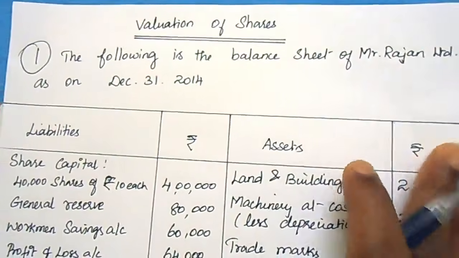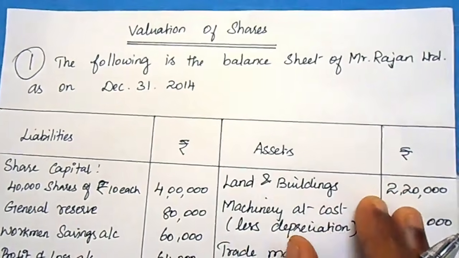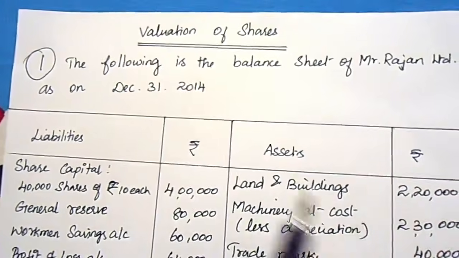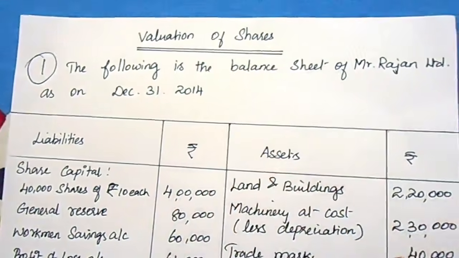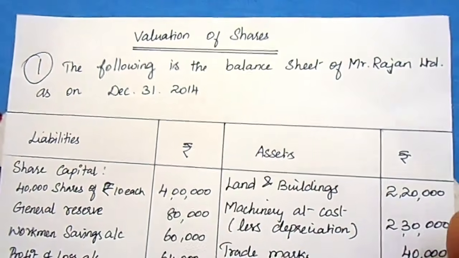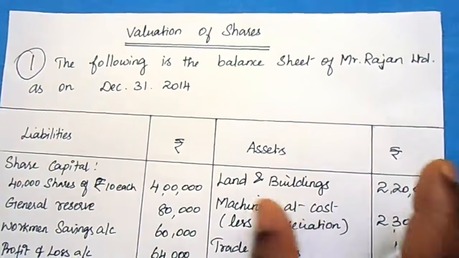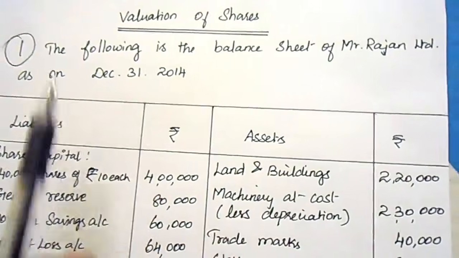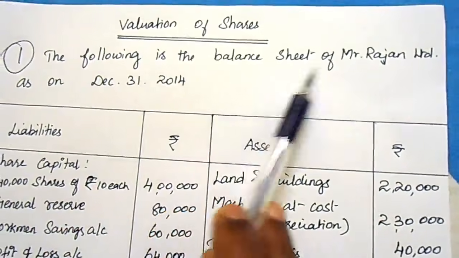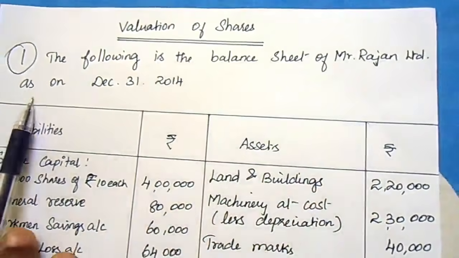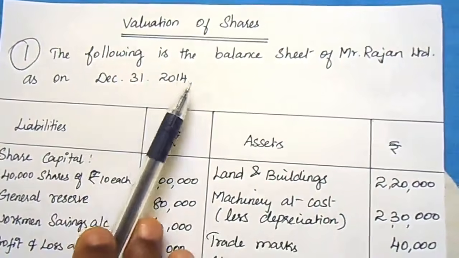Now I am going to solve this problem. In this problem I am going to explain 3 different methods of valuation of shares, that is the intrinsic value method, the yield method, and the third one is fair value. These are the 3 methods we are going to see with this problem. Look at the problem. The following is the balance sheet of Mr. Rajan Limited as on 31st December 2014.